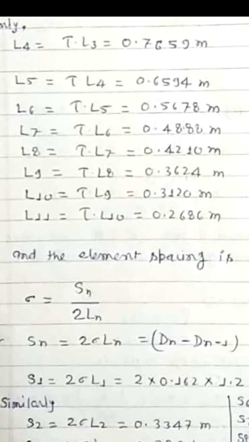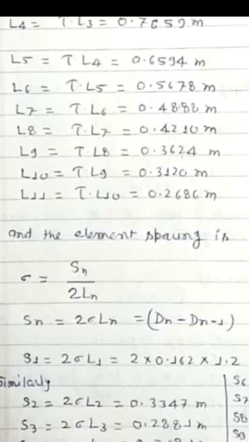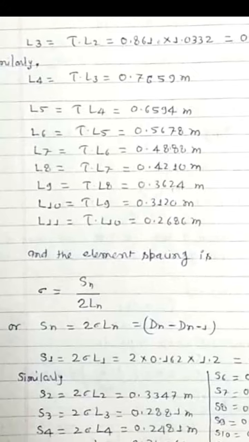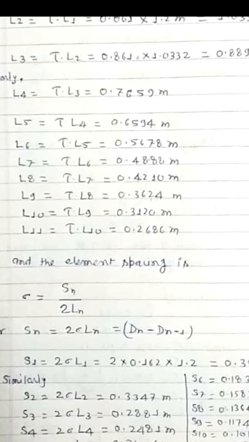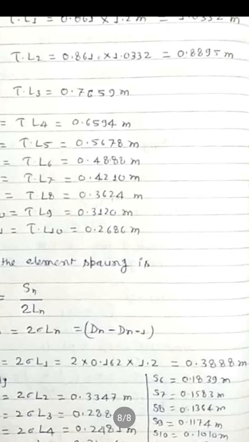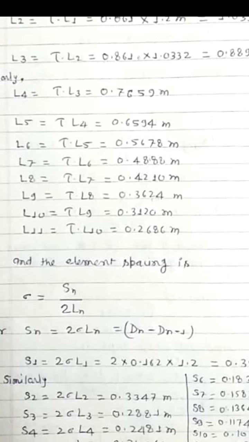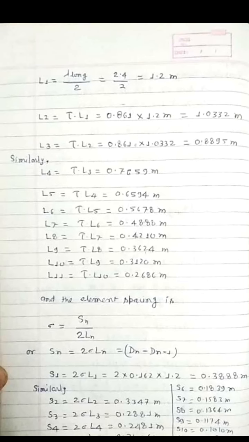Now, the element spacing is given by sigma, and sigma equal to Sn by 2ln. So Sn equal to 2 sigma Ln, or S1 equal to 2 sigma L1. The value of sigma is 0.162. So 2 into 0.162 into 1.2, that is 0.3888 meter. Similarly, we can find the others. So this is the spacing element and this is the length. Thus we can design the log periodic antenna.